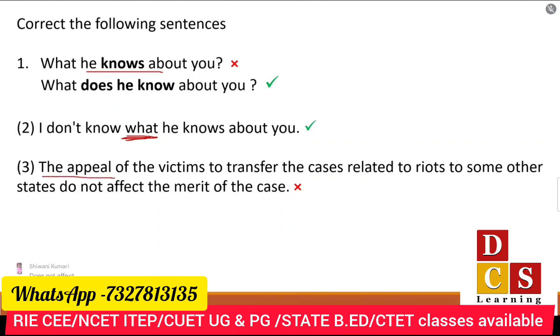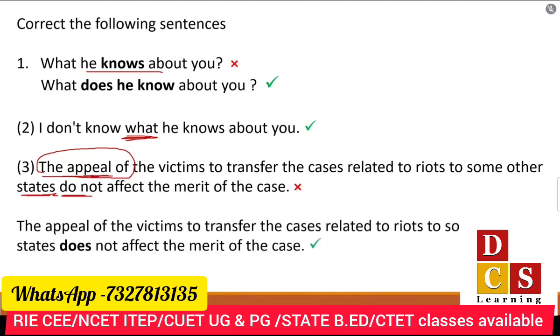Okay. Many of you know it, but let me tell you. See, this is the main subject of the sentence, the appeal, right? Many of you might think, okay, this is states, so we will use do not, this is plural, so better to use do not. But no, that is wrong. The main subject is the appeal, so we have to use the verb according to it. Yes or no? So the correct sentence will be: the appeal of the victims to transfer the cases related to riots to some other state does not affect the merit of the case. Got it? Got the point?